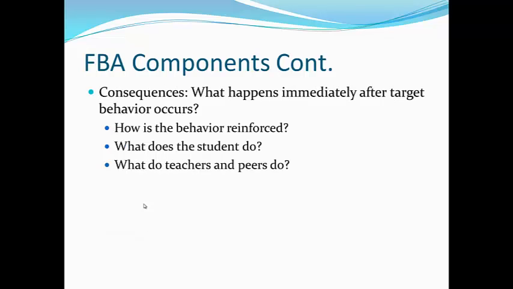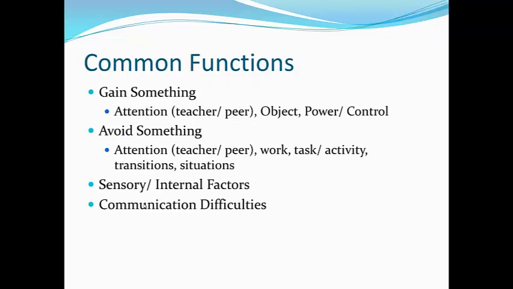The next step in completing an FBA is identifying the consequences that follow the target behavior. In doing so, you not only want to take notice of what the student does immediately after the target behavior occurs, but also how the student's teacher and peers react to the target behavior. A consequence could be anything that reinforces or maintains that behavior. Some common consequences include gaining or avoiding teacher or peer attention, gaining control, avoiding schoolwork, communication difficulties, or sensory stimulation.